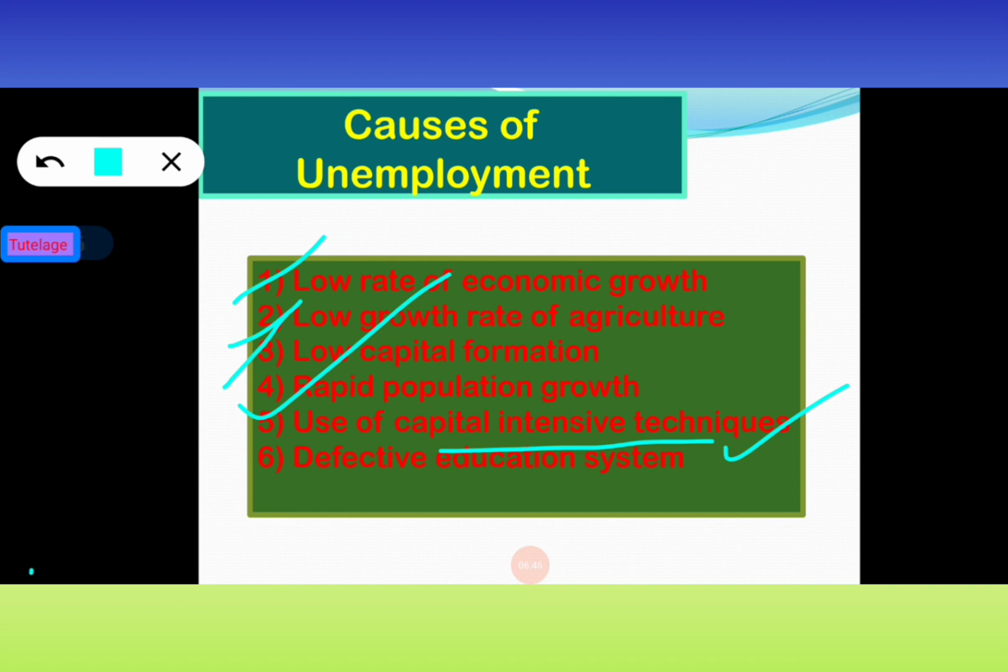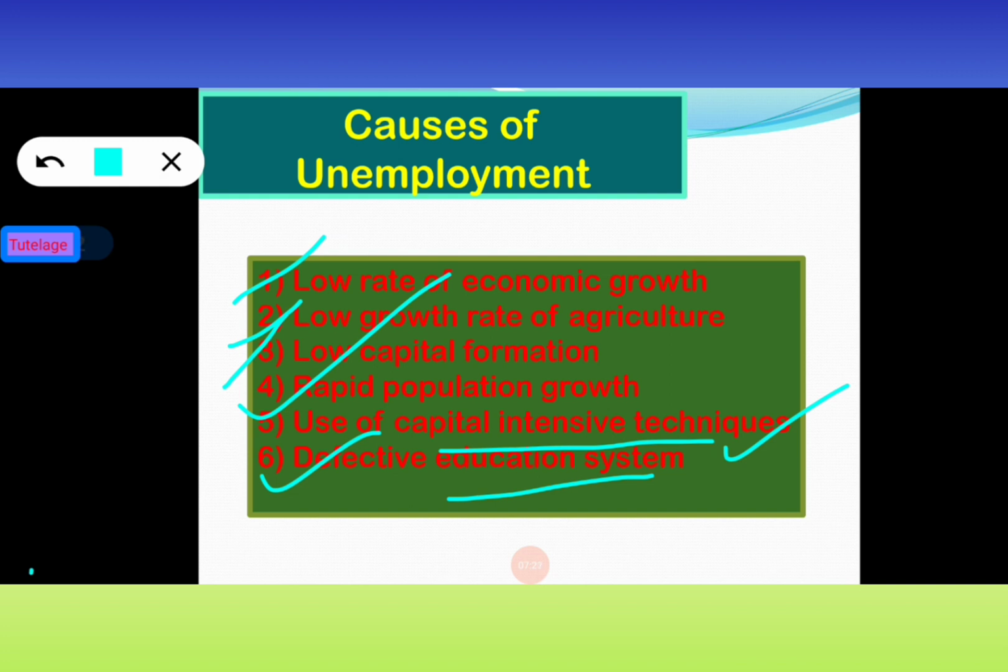Now going to the next point, that is defective education system. And I have no words about this point. Okay, so our education system is also responsible for the problem of unemployment. The education system is still based on traditional liberal lines. It is not related to the growing development needs of the country. It lays more emphasis on the general education rather than the vocational and technical education, because vocational and technical education basically creates more job in the country.